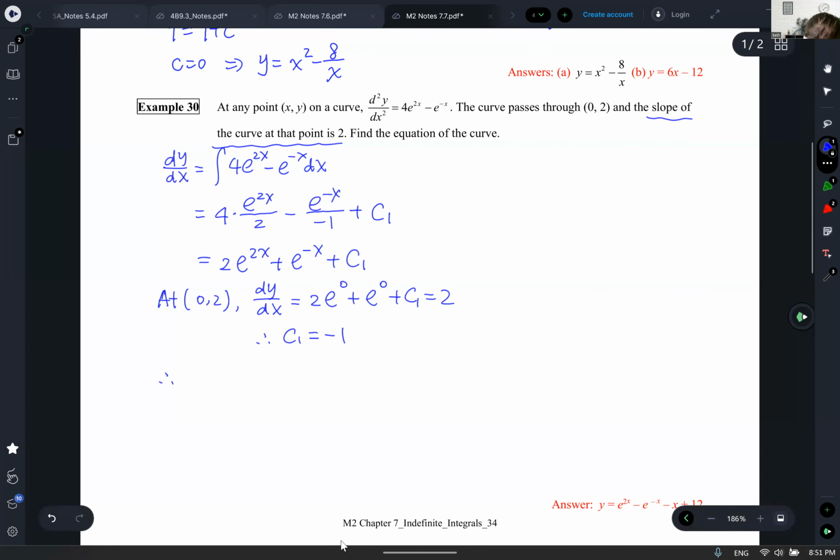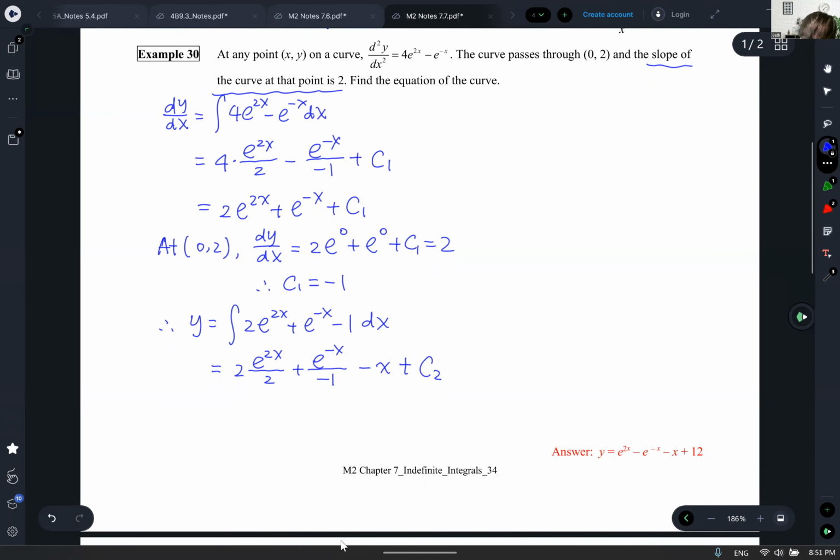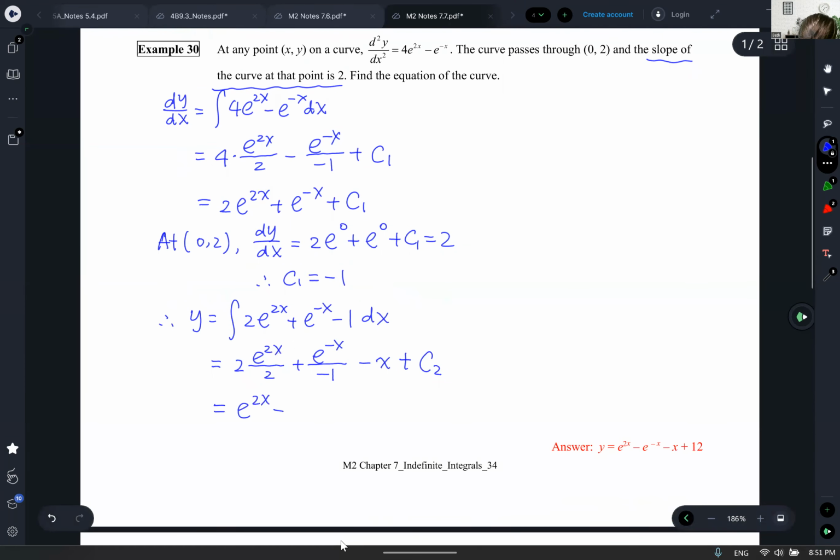The second step is that y equals the integral of 2e^x plus e to the power negative x minus 1 dx. Now integrate the first derivative, like the original equation, and that is equal to 2e^x divided by 2 plus e^(-x) divided by negative 1 minus x plus c2. And that will be e^(2x) minus e^(-x) minus x plus c2. Now, how do I find c2?